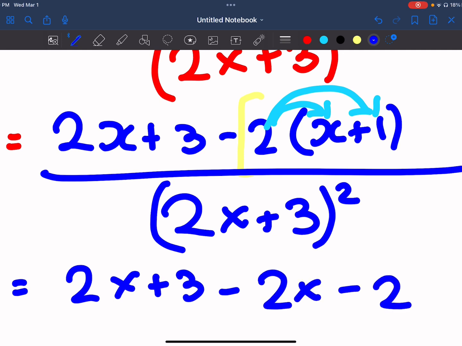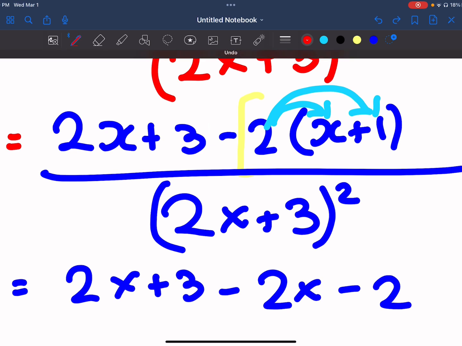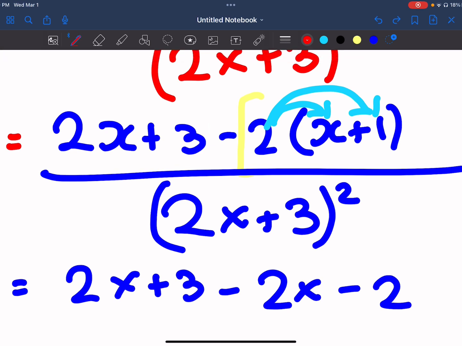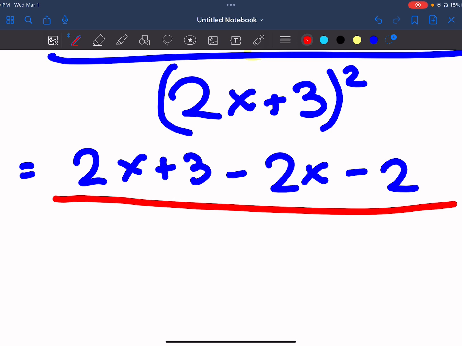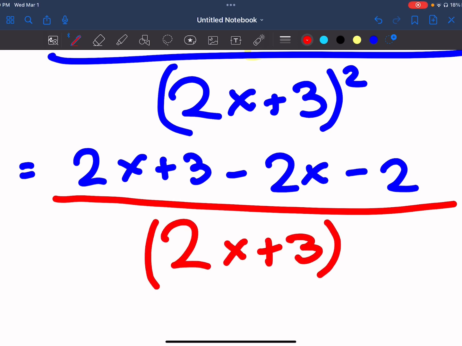minus 2. Remember to distribute the minus sign right here. This minus sign is very key because you might just think it's minus 2. No, it's minus times everything on the other side. So negative 2 times x, negative 2 times 1. So if you're distributing it this way, remember to keep the negative and you'll be good. All over 2x plus 3 squared.